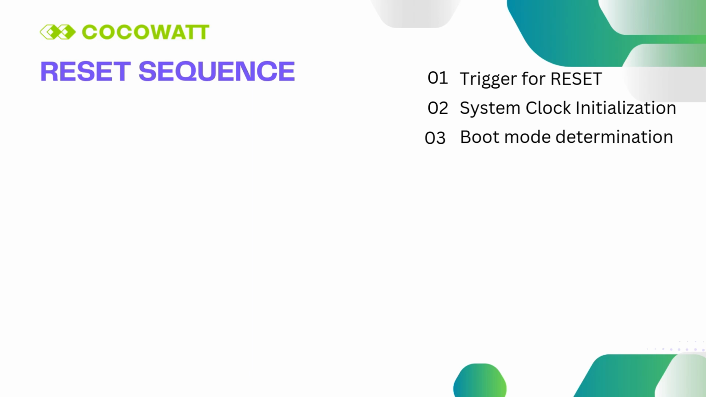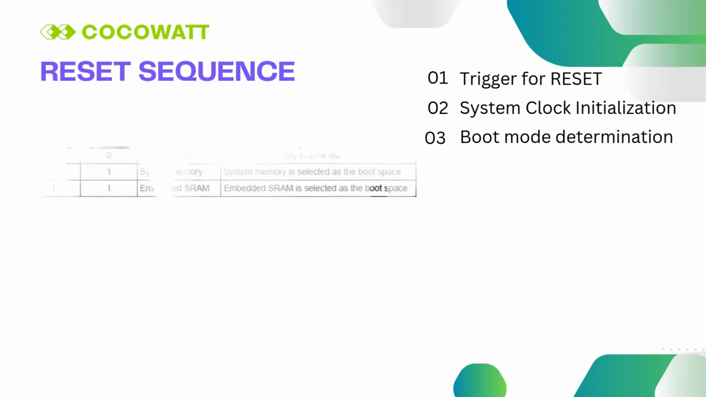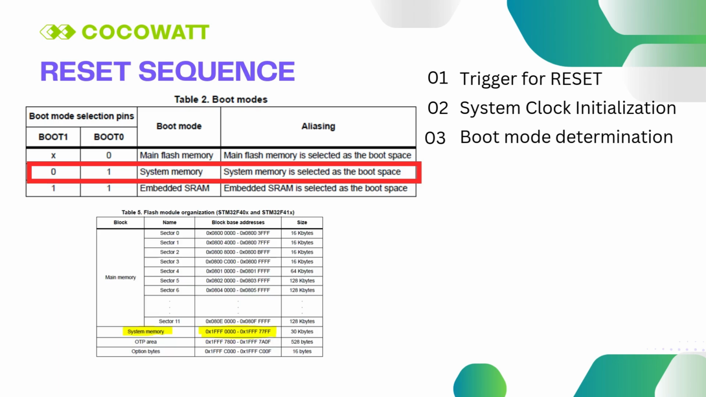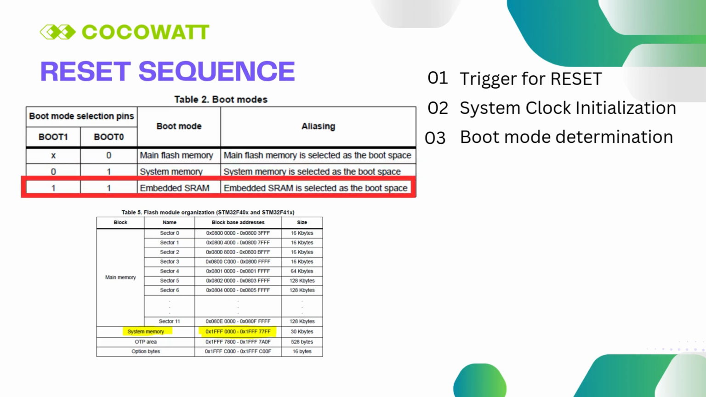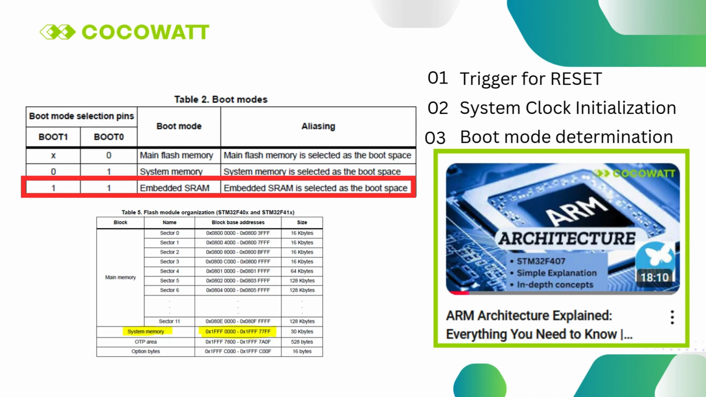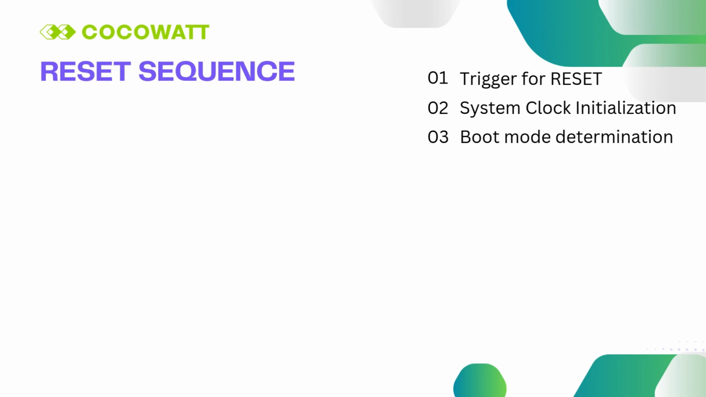Similarly, if boot mode is 01, then the booting will be from system memory. This will be aliasing to the 0th address. Similarly for embedded SRAM also. If you want to know about the various memory regions and architecture of ARM better way, please refer this video and then continue. Next step is vector table load.